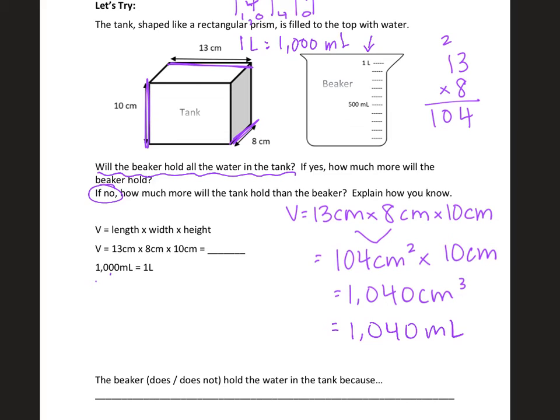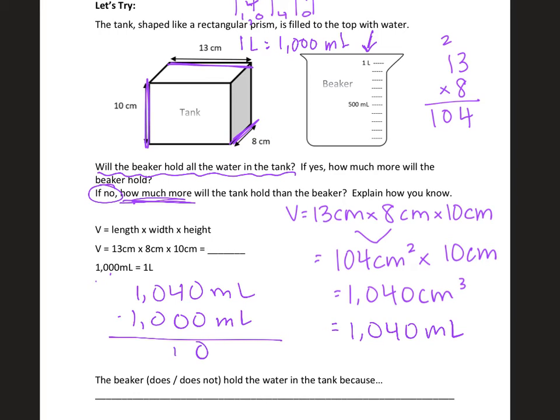So if no, how much more will the tank hold than the beaker? So I see those words, how much more. That tells me I'm going to be finding the difference, so I'm going to be subtracting. So the tank can hold 1,040 milliliters, and the beaker here can hold 1,000 milliliters. So that means if I subtract, the tank can hold 40 milliliters more than the beaker.